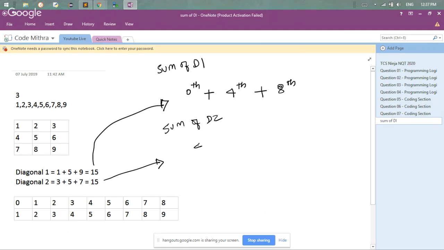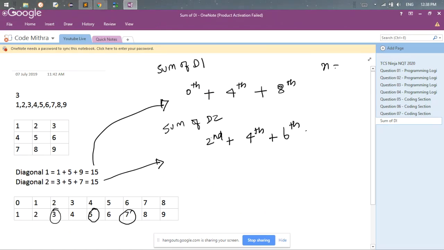3. That is, I am starting from the 4th element, sorry, I am starting from the second element, right? I'm starting from the second element and then I'm adding 5. That means I'm checking the 4th element, and next I'm adding 7. That means I'm taking the 6th element. Here you need to understand that n is 3. Now, is there any pattern by which we can solve this question is what I'm looking at.